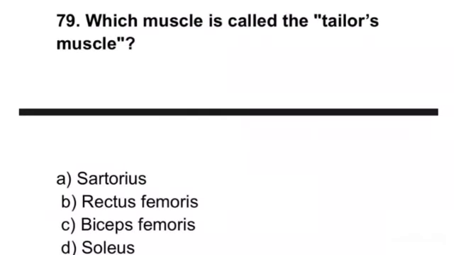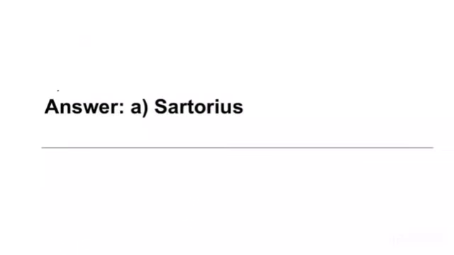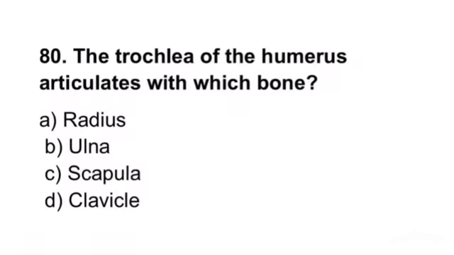79. Which muscle is called the Taylor's muscle? A. Sartorius. B. Rectus femoris. C. Biceps femoris. D. Soleus. Answer, A. Sartorius.